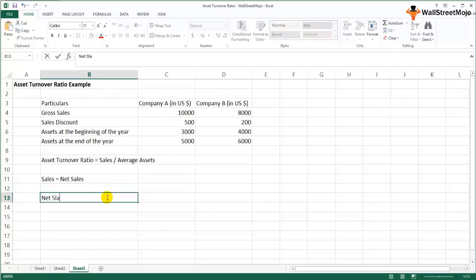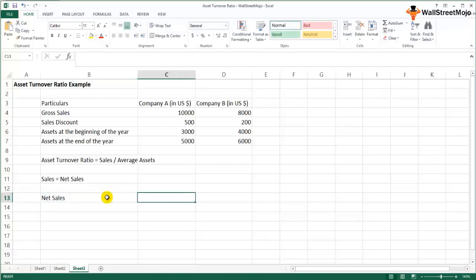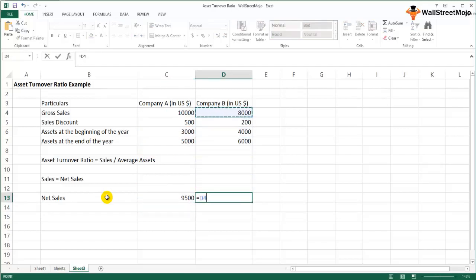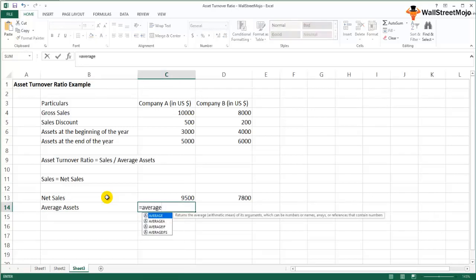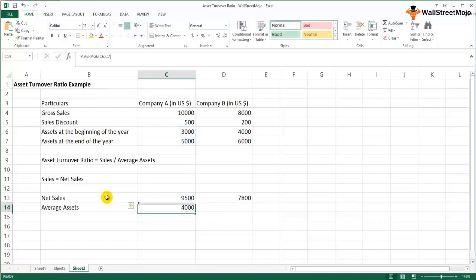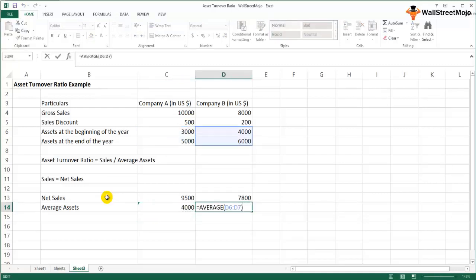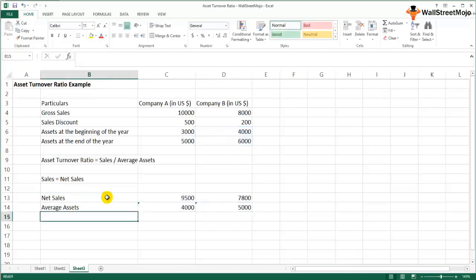So let's calculate the net sales first for this company A and B. The net sales for company A will be 10,000 minus 500. That's 9,500, and for company B it is 8,000 minus 200. So this is your net sales, and that's what should be used in the numerator. All right, let's calculate the average assets. The average assets is nothing but the average of the beginning and the ending. So this is 3,000 and 5,000, average that will be 4,000, and likewise we calculate the average asset for company B.